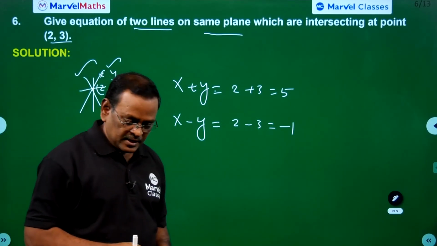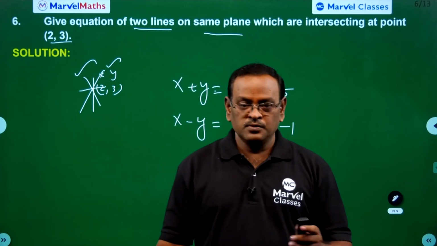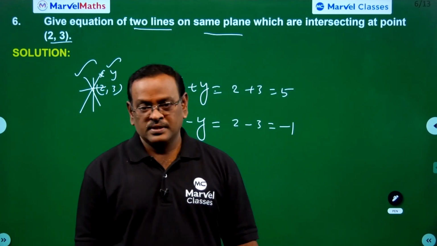So don't forget this technique. Add both the coordinates, that is one of the equations, and subtract both the coordinates, that is another equation.